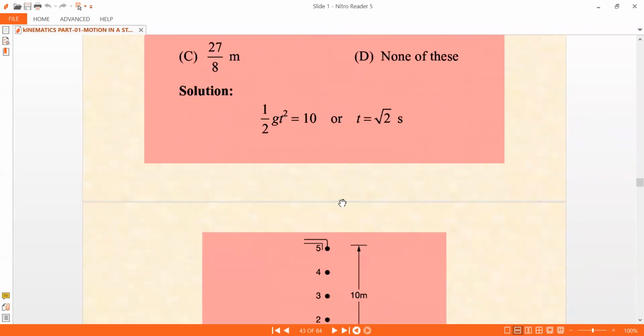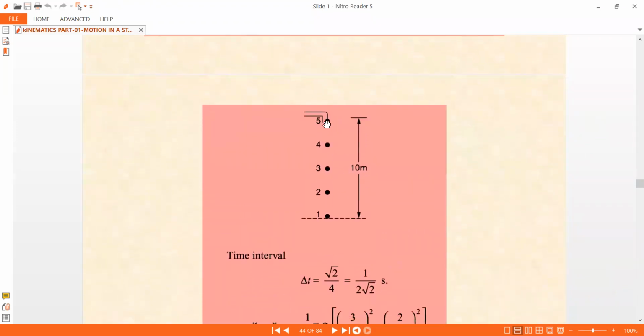Here is a scenario. There is a tap, and when the fifth drop is just here, the first drop reaches the ground, and this distance is about 10 meters. All the drops are coming out at equal time intervals. Let us say the time interval between each drop is delta t. So this is also delta t, and this is also delta t, and this is also delta t. You can see that there are 4 equal time intervals.